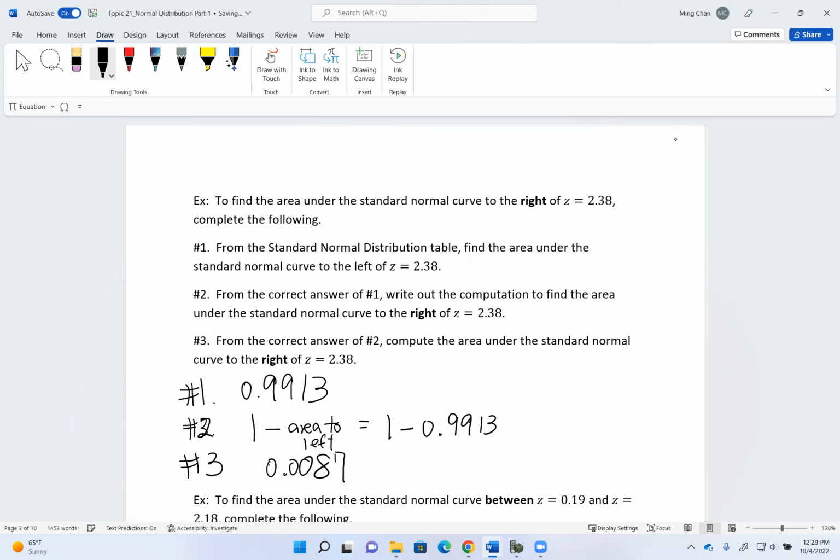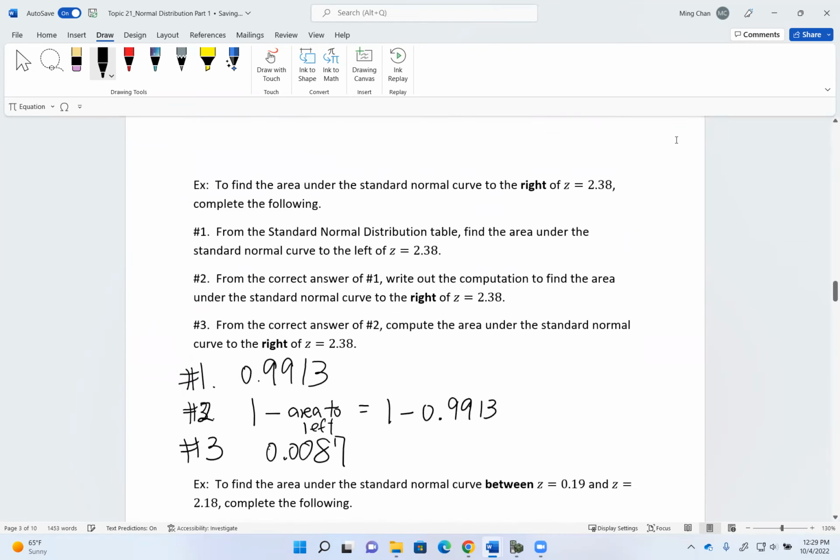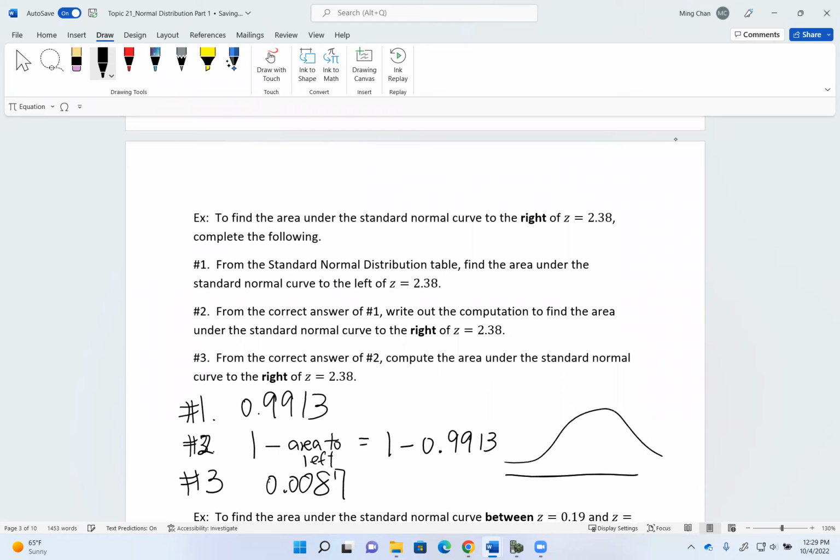Okay. So if I have a normal curve, 0 is here, 2.38 is here. I'm looking for the area to the right of that. So that's only 0.0087. So why so small? Well, this is way out, this is to the right of 2 standard deviations. This is in between 2 and 3 standard deviations. So it's a really small area right here.